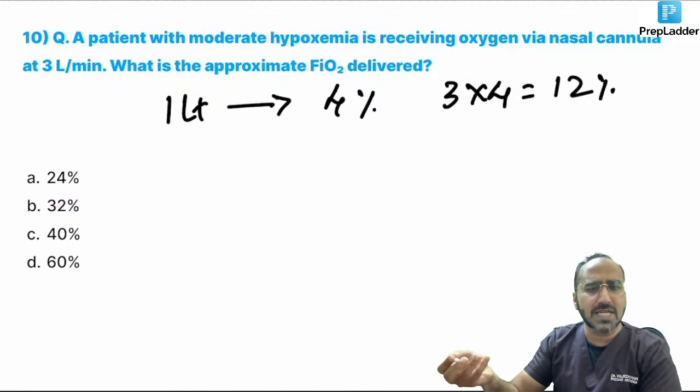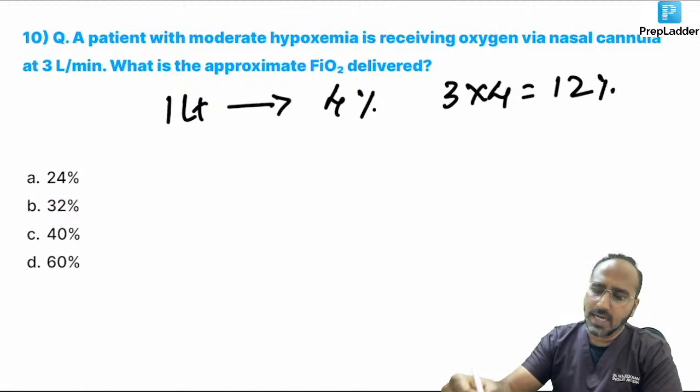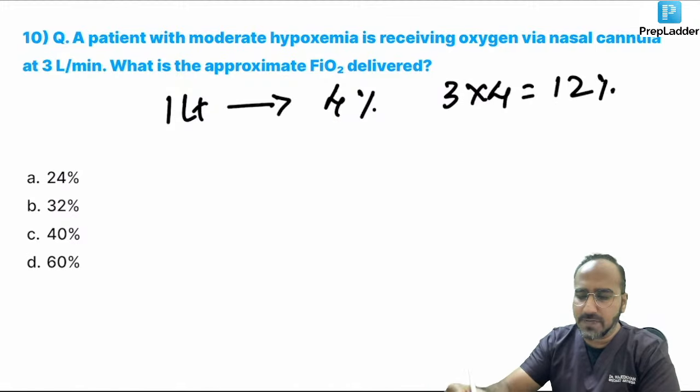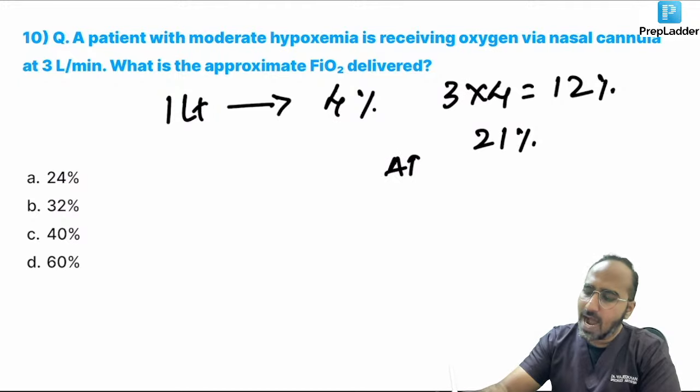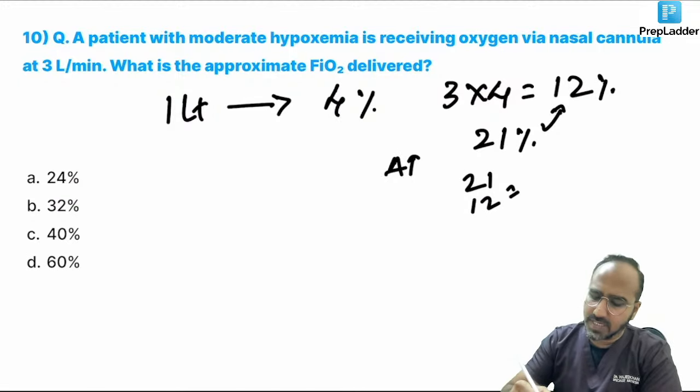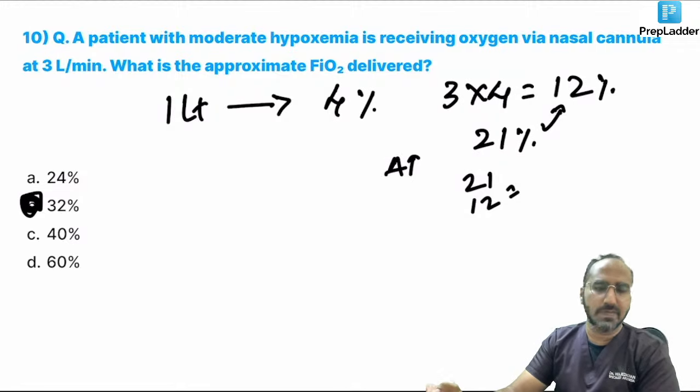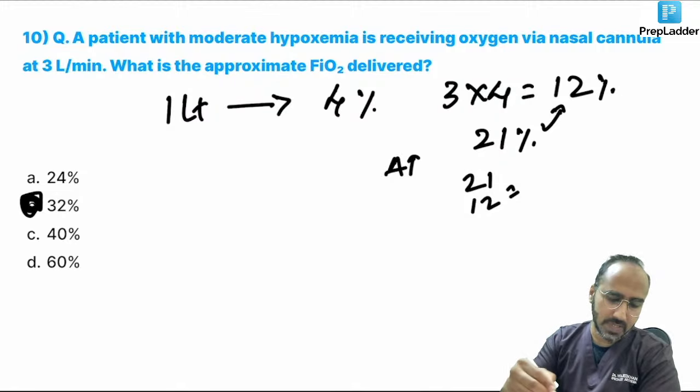But you have to just mix some logic over here. He's not given the atmospheric oxygen. Atmospheric oxygen will always be 21%. 21 plus 12 is equal to 33%. The closest to 33 is 32%. So option B is the right answer over here. Okay.